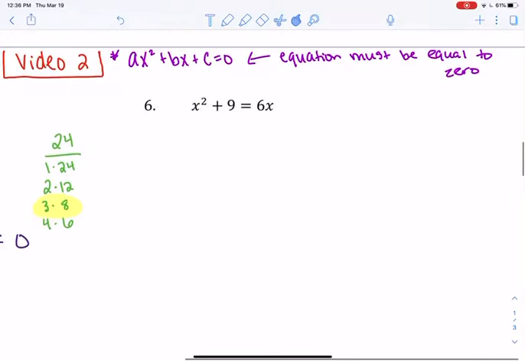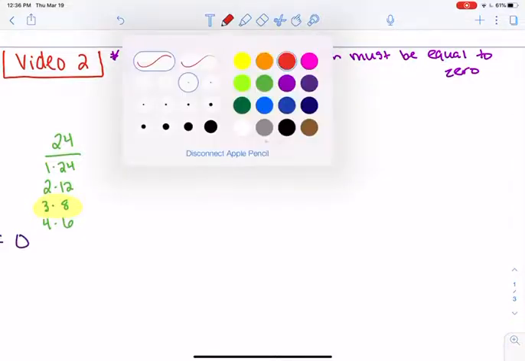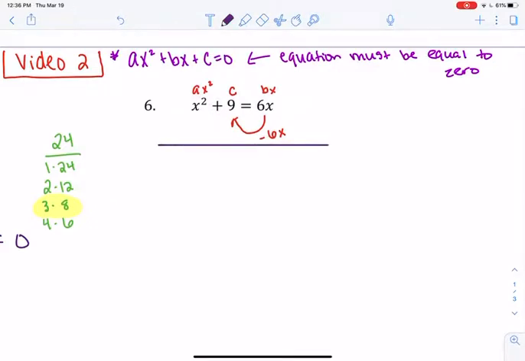So again, we have ax squared plus bx plus c equals 0. Well, if you look at what we have, our ax squared, this is our c, and bx is on the wrong side. So we want to get 6x over to the left side of the equation. So to do that, we'll have to subtract 6x. And to get everything in the correct order, I'm going to write x squared, and I'm going to put minus 6x in the middle because that's where the bx goes, and plus 9, and that's equal to 0. Now we're ready to start factoring.